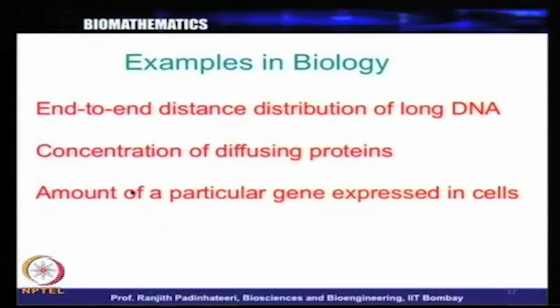So, this is another example. You could also think of another example, which is, let us say, the amount of a particular gene expressed in cells. Let us imagine that you can measure the amount of gene expression in cells. So, you have a bunch of cells in a petri dish, and in each cell you take a particular gene and see how much of this gene is expressed. You can count, let us say, how much mRNA is produced or how much gene expression has happened. So, then what you might get is something like this.